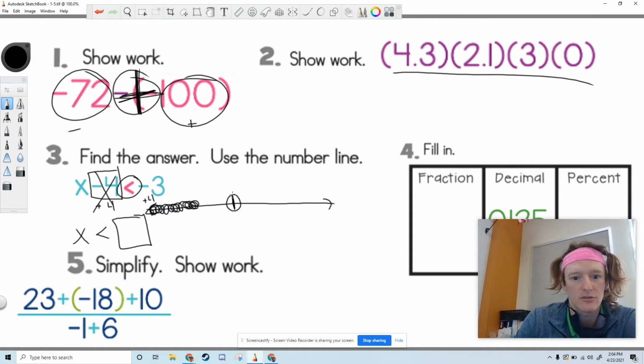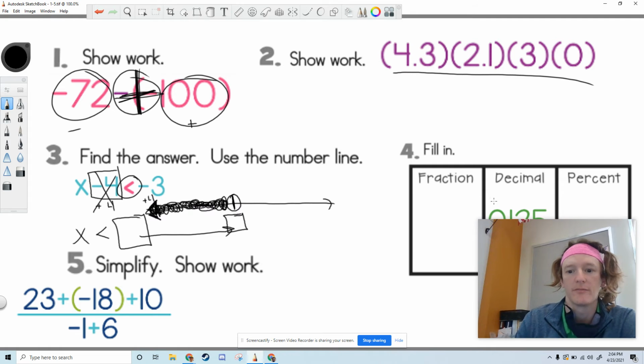Put a nice circle around it. It can't be that number because it has to be less than that number. So do not color in this circle. But we need to shade everything to the left because x is less than it. So I want you to tell me, what is that number right there on your number line?